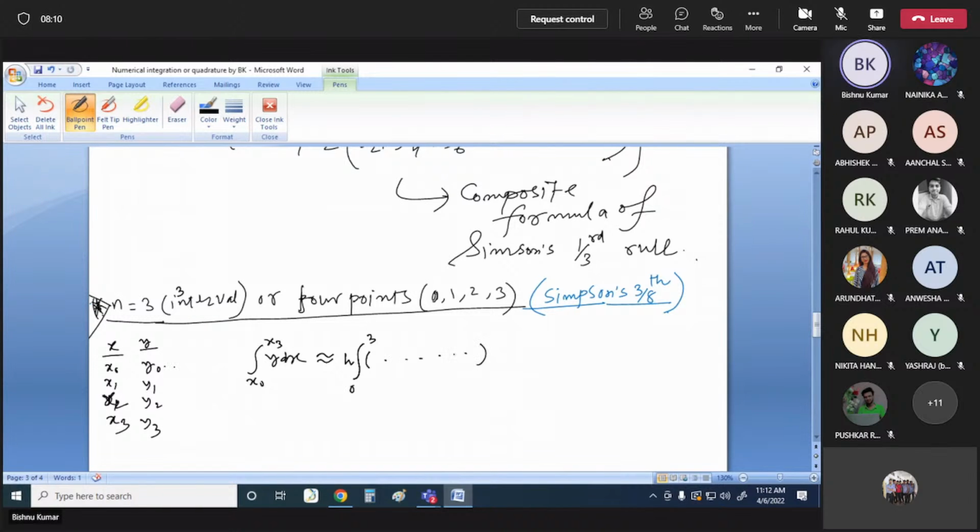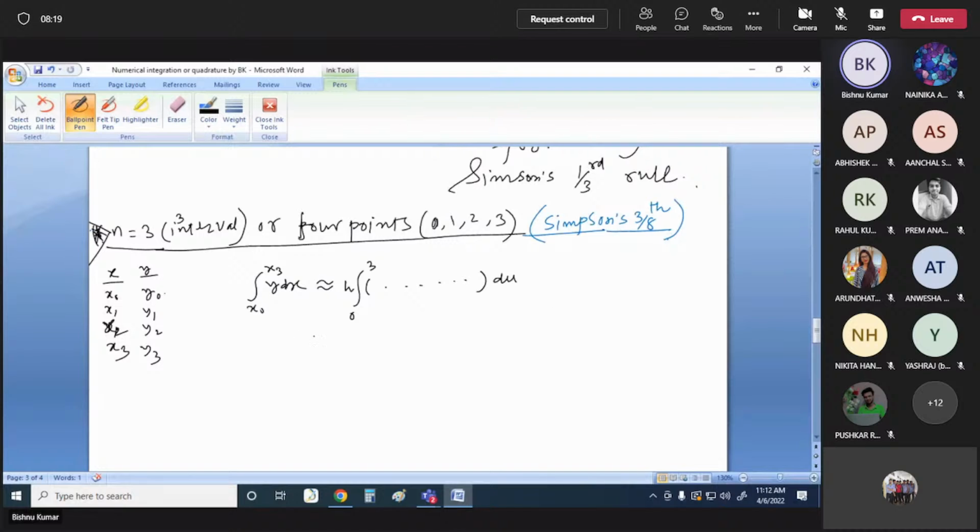That h I am writing inside the expression of the Newton forward interpolated polynomial du. If I do this integration with respect to u, I will get 3h by 8 within the bracket, y0 plus 3y1 plus 3y2 plus y3.